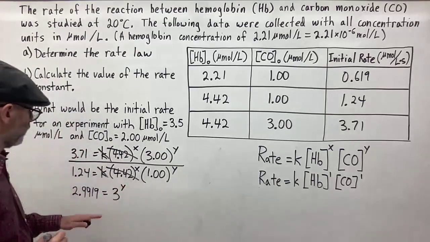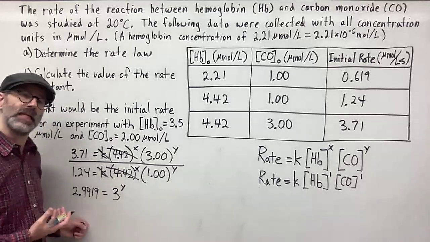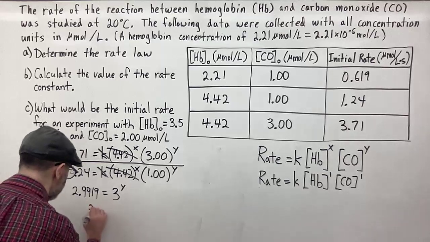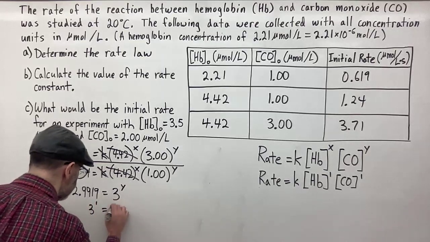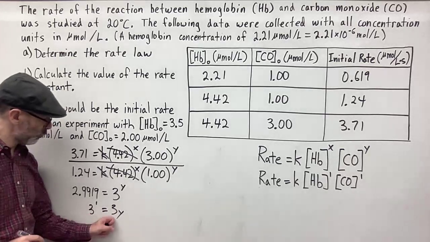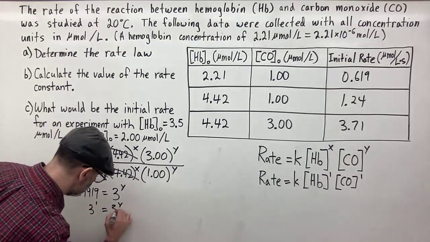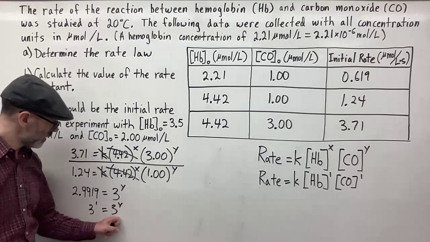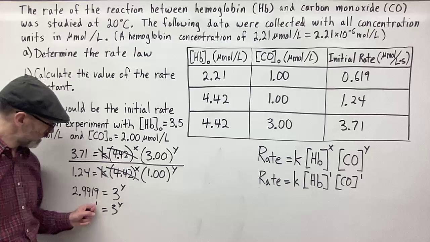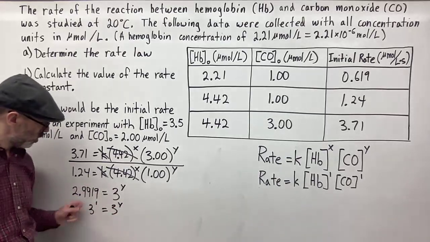and that's going to be 3 to the y. This here, 2.9919, is really close to 3. We could round that to 3. So basically we would have 3 to the 1 power is equal to 3 to the y. So since the bases are both 3, the exponents should be equal to each other, since the bases are equal and the expressions are equal to each other.